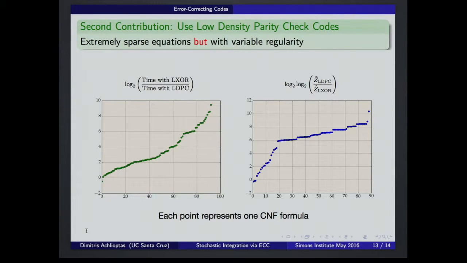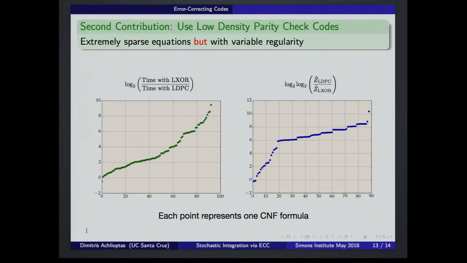This plot I have to spend a little bit more time to explain. Like I said, we can get lower bounds on the partition function. So this is what this little hat is. And this is the ratio between the lower bound that we get versus the lower bound that a solver can deliver when it is fed with long XORs. So we would like this quantity to be big. We want our lower bound to be significantly better.